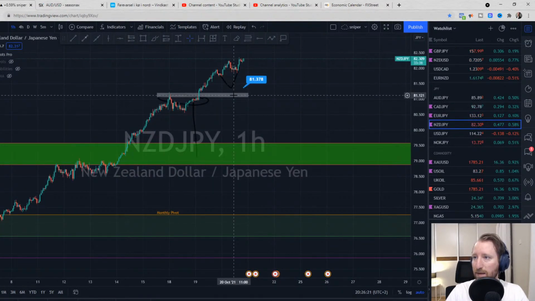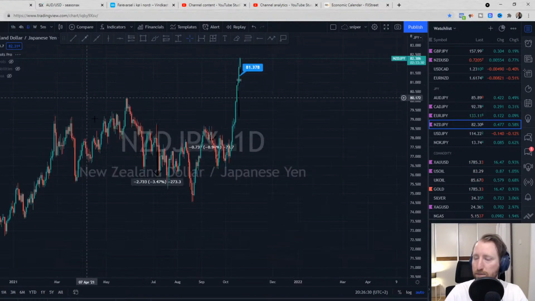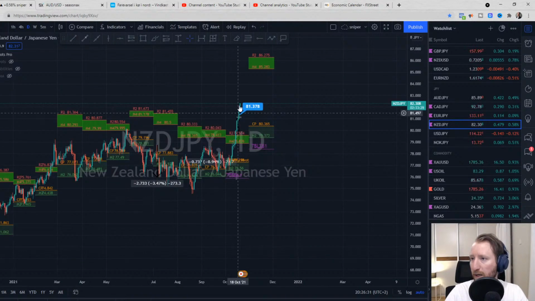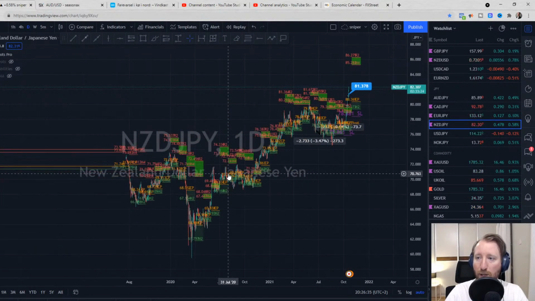New Zealand yen doesn't come down to any levels to be bought. It's just going higher and higher and higher. It is one of the craziest moves of this year. It's straight off. Yeah, catch while you can, I guess.